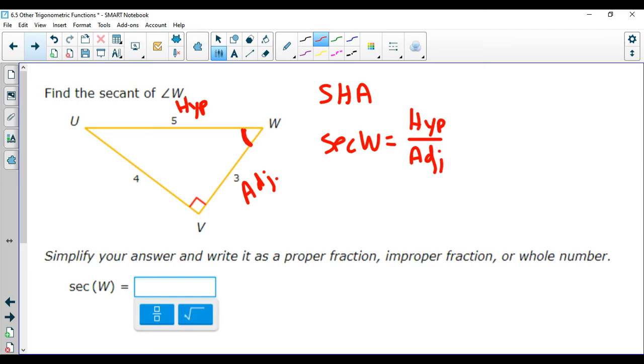It's important that you think about which angle you're working with, because if we were talking about angle U over there, it would make 4 adjacent to angle U. So it depends on which angle you're working with, which side is going to be called adjacent. So in this example, we're going to have just hypotenuse over adjacent is 5 over 3, which does not reduce, and we're all set. We're all done with that one.